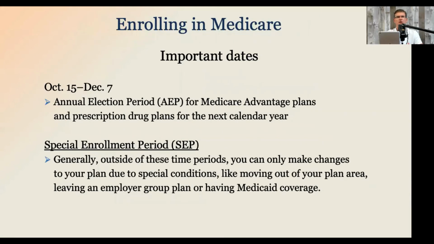Important dates to remember. October the 15th through December the 7th is the annual election period for Medicare Advantage plans and your prescription drug plans for the next calendar year. So when you select those plans, every year you'll have the option to change those plans, especially your Part D. The carrier may no longer cover your medication. You may look at a different carrier to see who covers that, or covers that at a lower cost.